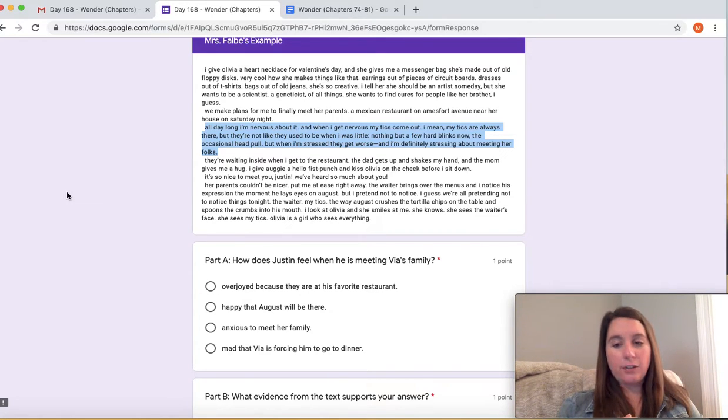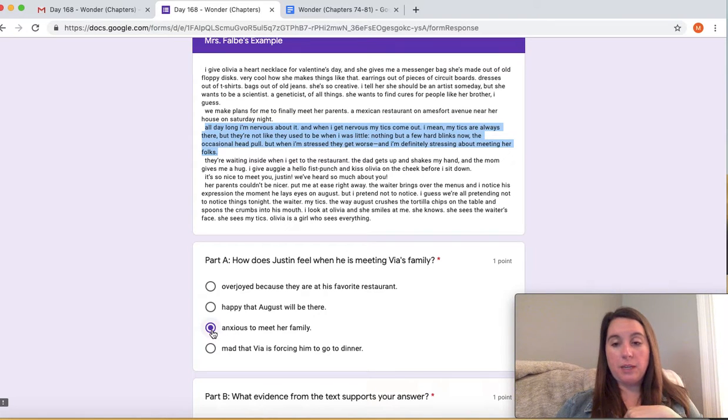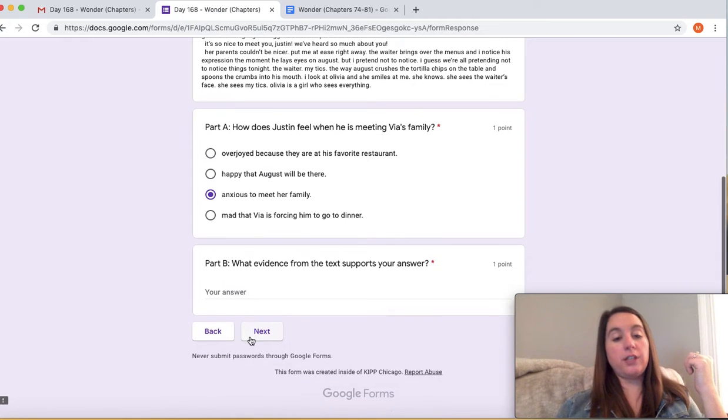So if he's stressing out, that means he's pretty nervous. He's scared. So the word that means he's nervous or scared would be anxious. So he's feeling anxious to meet her family. I'm going to relate this back to me and use my background knowledge. When I'm meeting new people that are important to me, I also feel nervous. Okay, so that's how he's feeling.